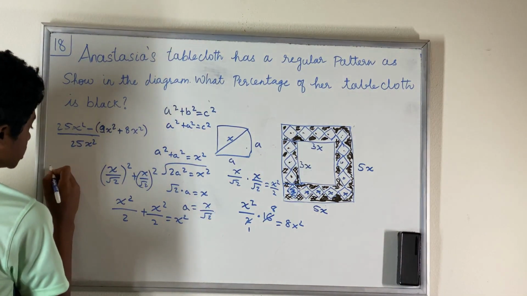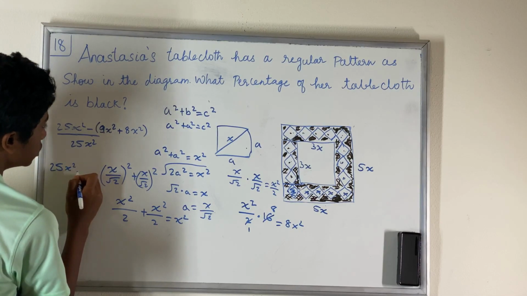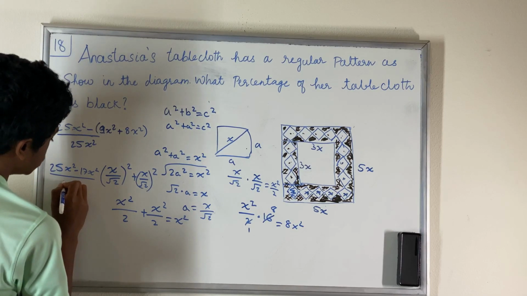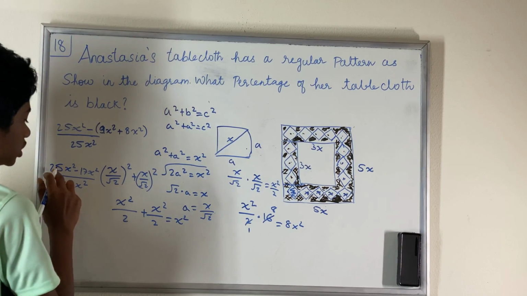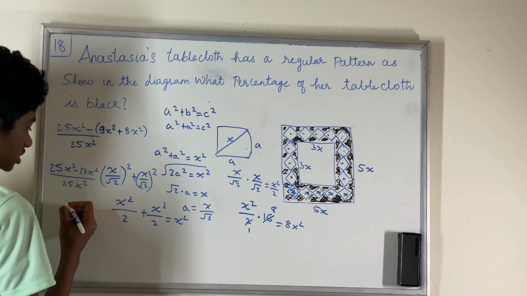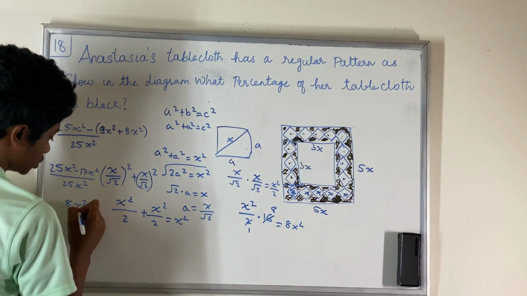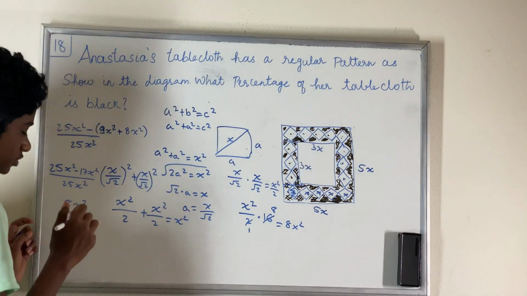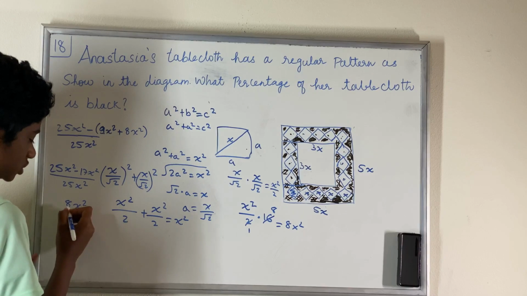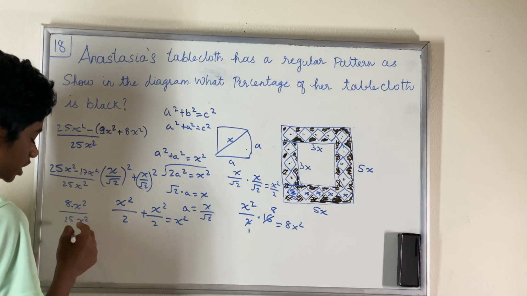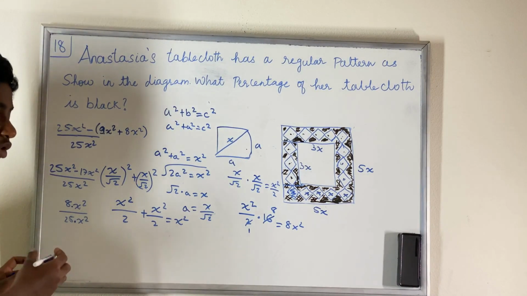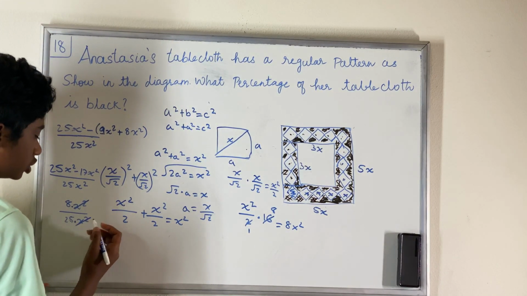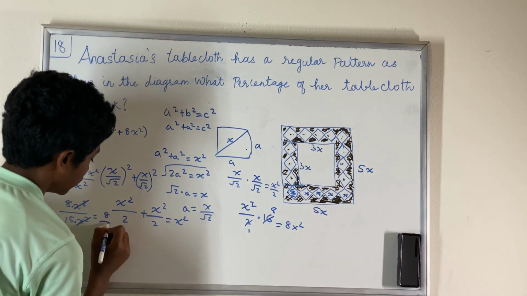So if we simplify this, we get 25x squared minus 17x squared, divided by 25x squared. So 25x squared minus 17x squared is nothing but 8x squared, and then we have 25x squared. So now, since 8x squared is nothing but 8 times x squared, and 25x squared is nothing but 25 times x squared, we can just cancel out the x squared in the numerator and the x squared in the denominator, so that we will be left with 8 over 25.